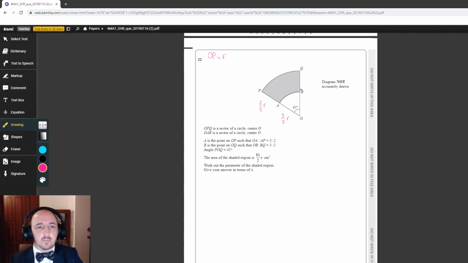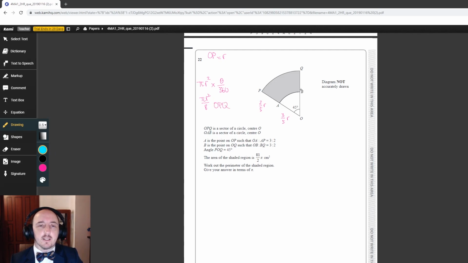So we need to work out the area of the shaded region would be the larger sector, subtract the smaller sector. So the larger sector is going to be pi r, because that's the whole length there, pi r squared times theta over 360. That's the formula for the area of a sector. So theta is 45 here, so we're going to have 45 over 360 is an eighth. So pi r squared over 8 is the area of the large sector OPQ.